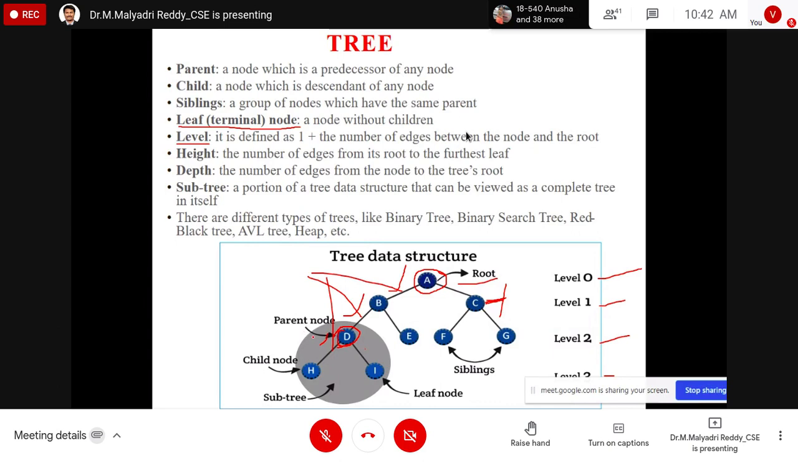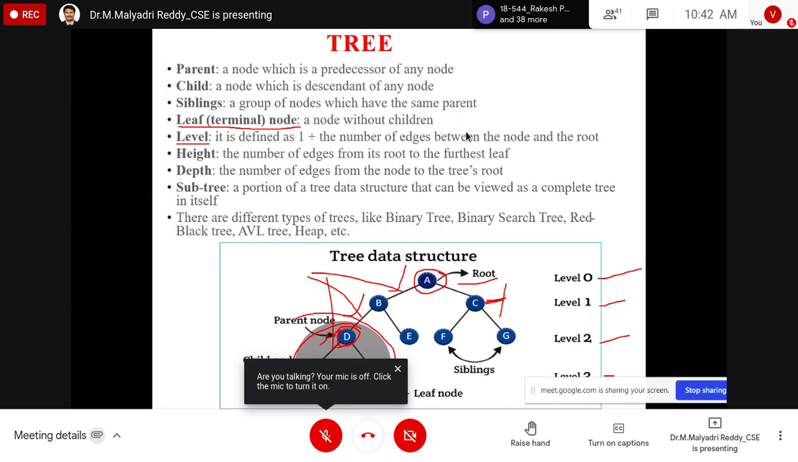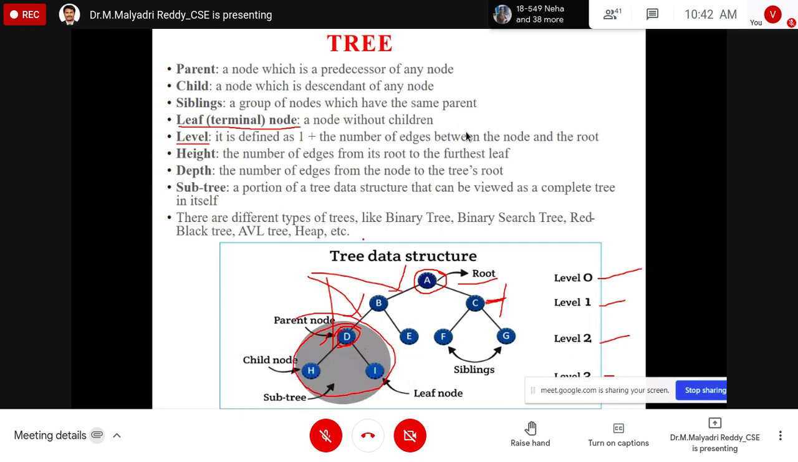A subtree, as I explained. Here D is the subtree: a node of the tree data structure that can be viewed as a complete tree in itself. Generally, we use different trees: binary tree, binary search tree, red-black tree, AVL tree, heap tree, priority queue tree. These different types of trees are in our syllabus. So this is the tree terminology.